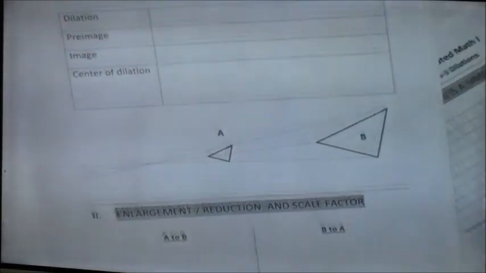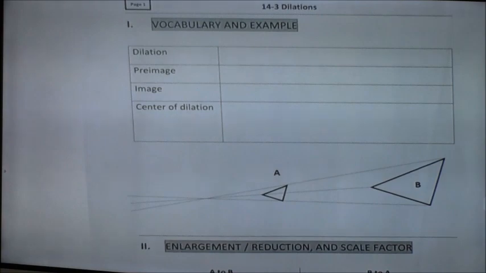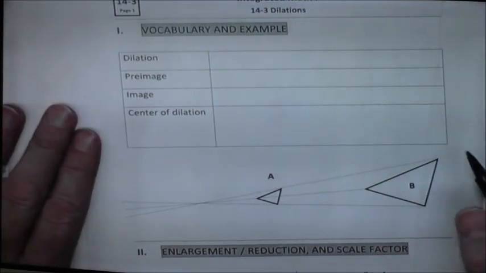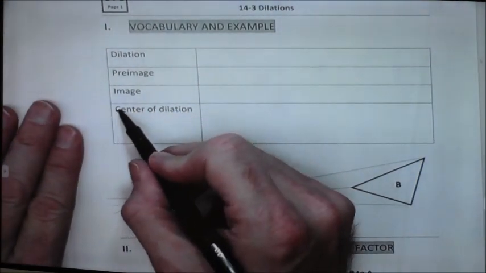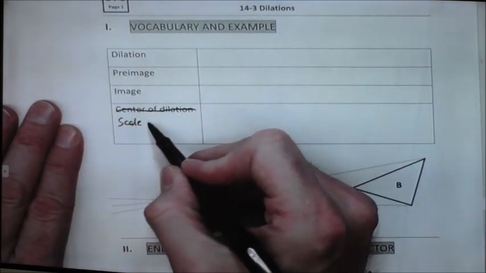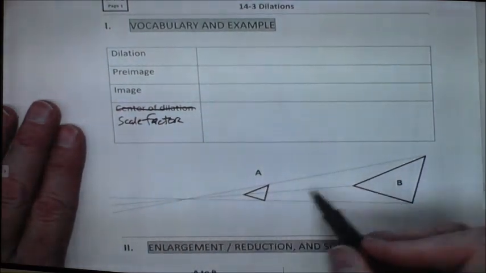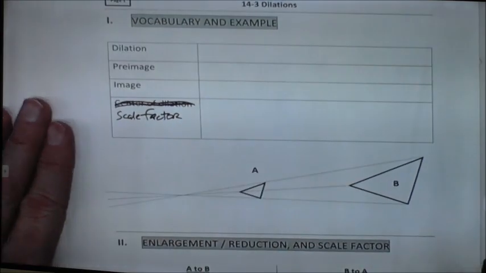So 14.3, I'm going to start off about dilations. This again is something that you recognize, because in Math 8, this is something that you did. I remember going through some of these in Chapter 2 of that book, actually, itself. I'm going to make one change. Cross out center of dilation and write scale factor. Because this diagram illustrates the center of dilation itself, so I actually meant to put scale factor in there.